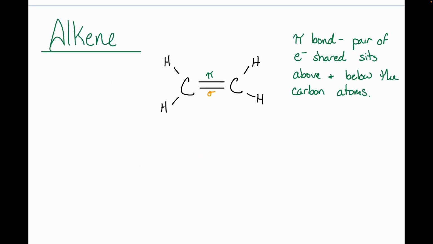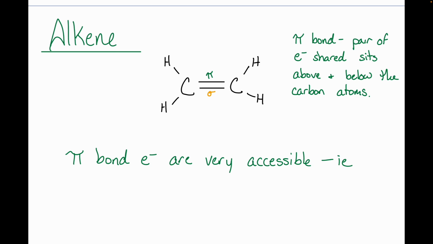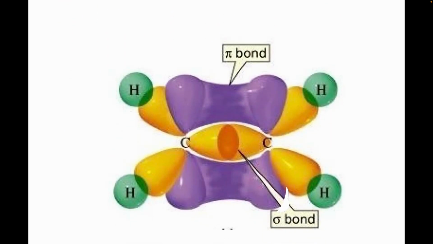So the bottom line here is we have these pi bonds, this pair of electrons that sits above and below our bound carbon atoms, and importantly, those pi bond electrons are very accessible, i.e. very reactive. All right, so now we're going to see this pair of electrons playing roles in these chemical reactions, and again, that's because they're really easily accessible. They're sitting directly on top or underneath that molecule.